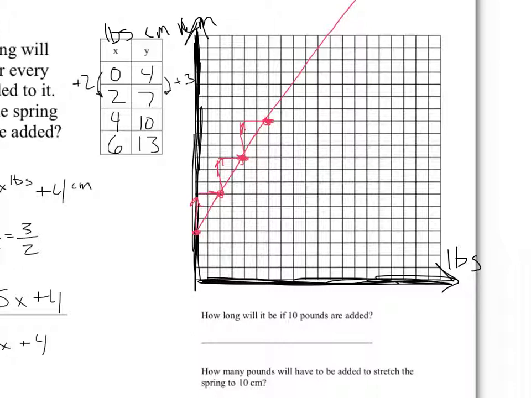But if I know this is asking me for 10 pounds and my stuff is labeled, then I know to come over to 1, 2, 3, 4, 5, 6, 7, 8, 9, 10 pounds. And come up to see where that hits my line. And it hits my line here, which is at 19 centimeters.